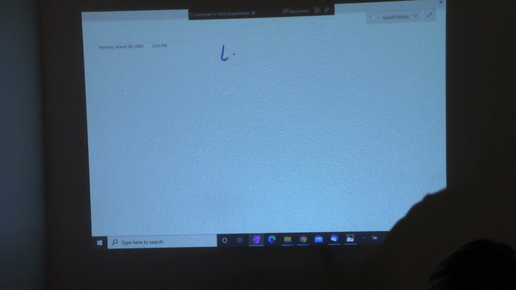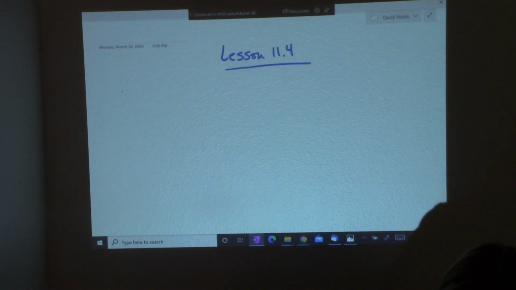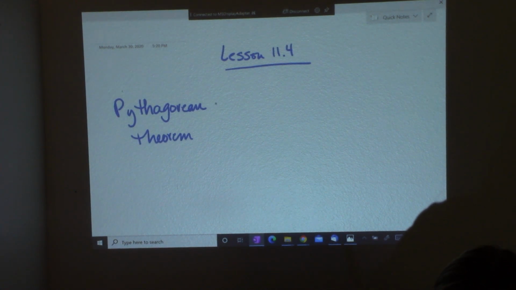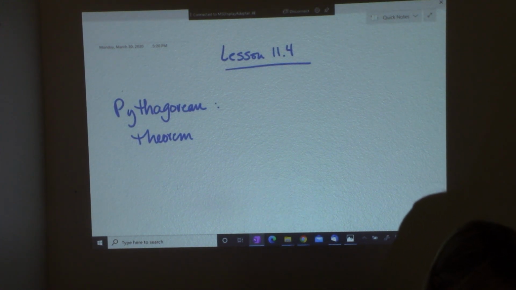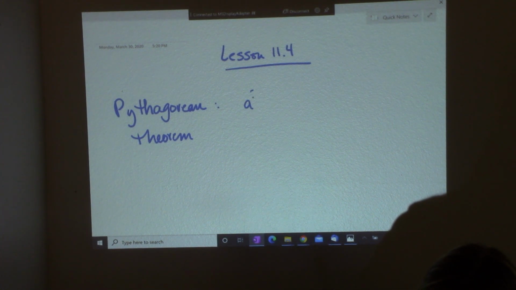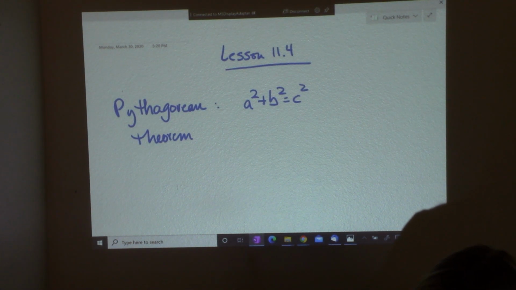So this is lesson 11.4. And the Pythagorean theorem is this. Most of you have seen this before, but if you haven't, that's okay. So we're going to go a little faster, but this is the idea. A squared plus b squared equals c squared. Now this is the formula for the sides of a right triangle.